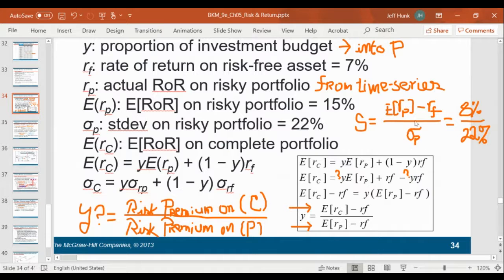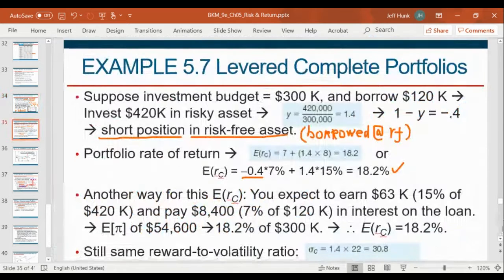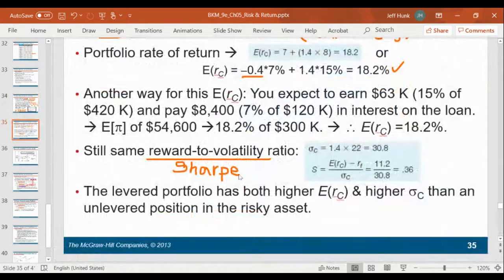And then the standard deviation of the risky portfolio will be... I mean, even for the Sharpe ratio of the complete portfolio, right? Let's think about the Sharpe ratio of the complete portfolio.